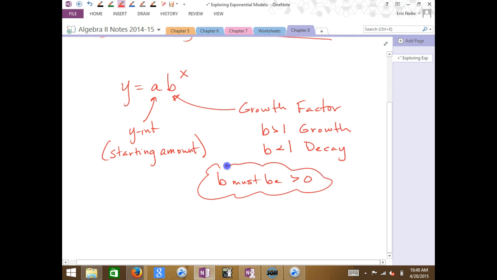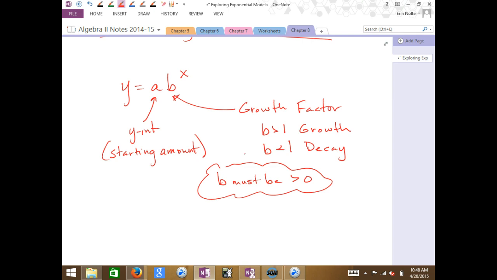Just realize it's impossible to have a growth of 0 because that wouldn't even make sense, right? If I'm growing at a rate of 0, that's just staying the same. And you can't have a negative amount of growth because the negative would be eaten up by the a. So you can't have a negative b.